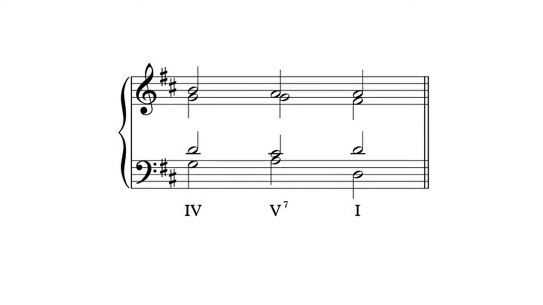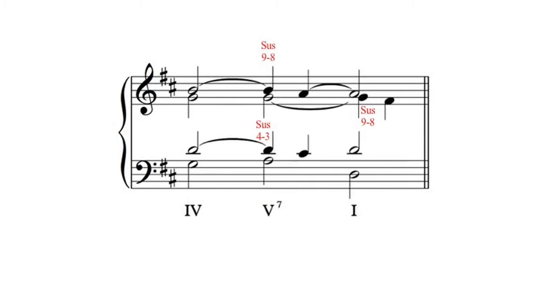Now looking at this example, I see several places where I could put in suspensions. I'm looking for anywhere where I have the same voice stepping down. So in the soprano, from the 4 chord to the 5 chord, I have that B stepping down to an A. I could put a suspension in there. That would be a 9/8 suspension. And then, just like in the previous example, we have the tenor voice going from a D down to a C sharp, in which case we could call that a 4-3 suspension.